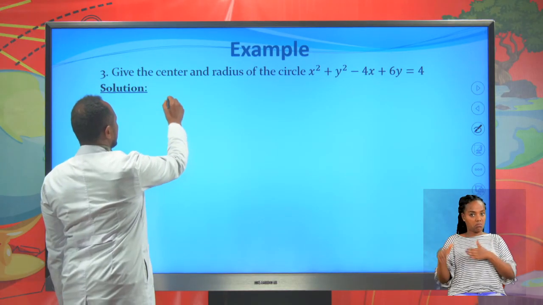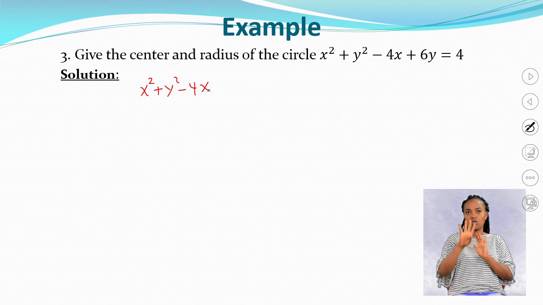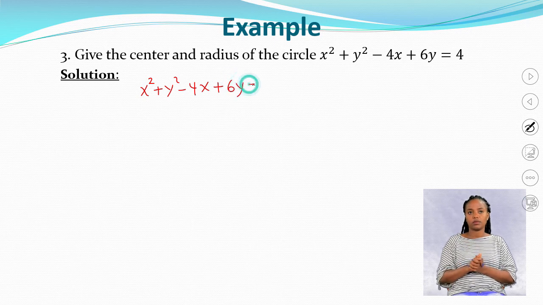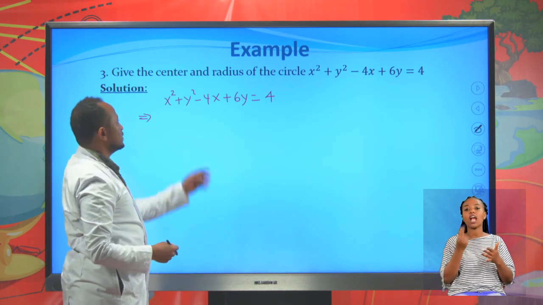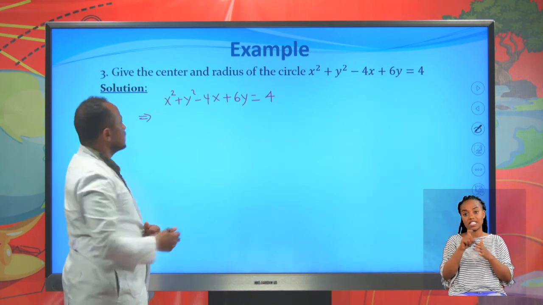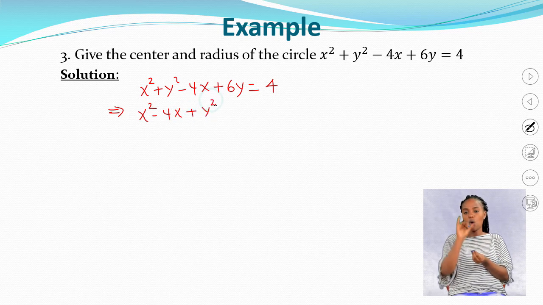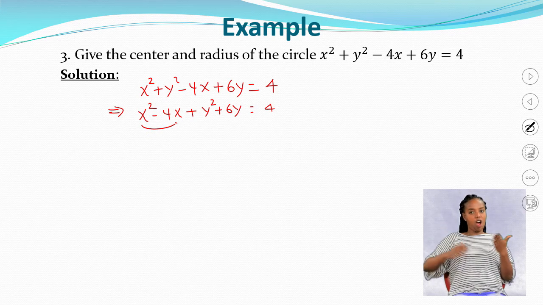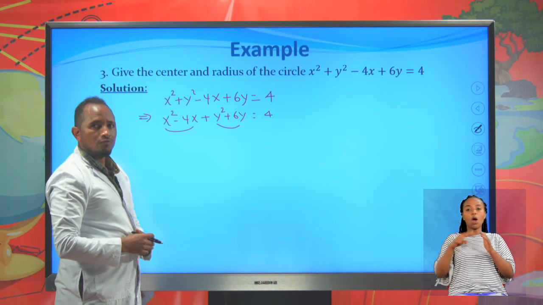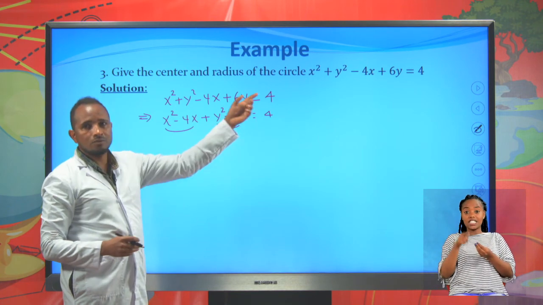So here you have x squared plus y squared minus 4x plus 6y is equal to 4. Let's rearrange this in the standard form. We apply the completing the square method, grouping the x terms together and the y terms together. So you have x squared minus 4x plus y squared plus 6y is equal to 4. To write this in a square form, you add half of the middle term, squared. And to write this also in a square form, you add half of 6, squared. The value added on this side must also be added on the other side.